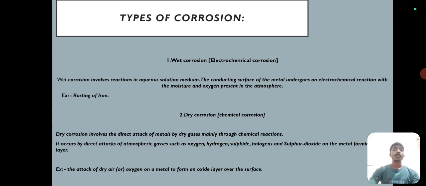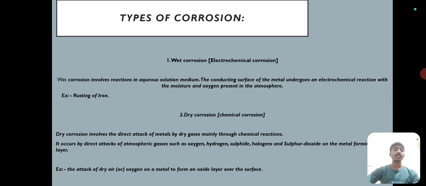Types of corrosion. Corrosion is classified into wet corrosion and dry corrosion. Wet corrosion. It is also known as electrochemical corrosion. Wet corrosion involves reactions in aqueous solution medium. The conducting surface of the metal undergoes an electrochemical reaction with the moisture and oxygen present in the atmosphere and it forms wet corrosion. Example, rusting of iron.